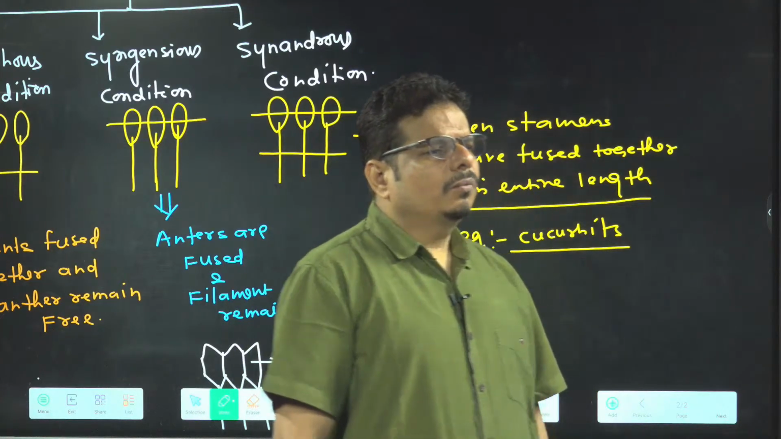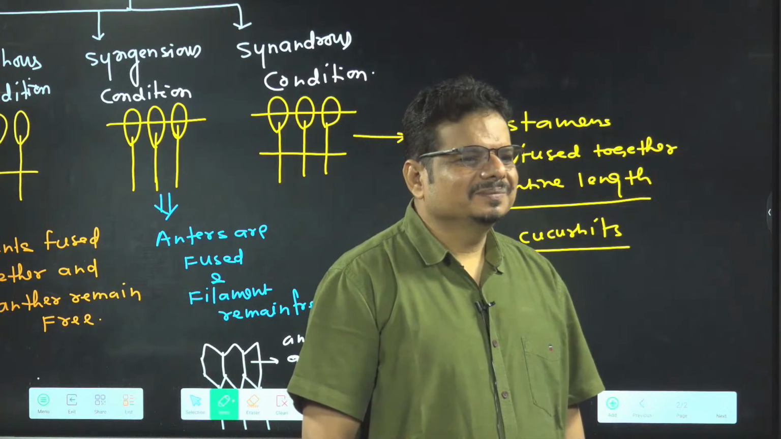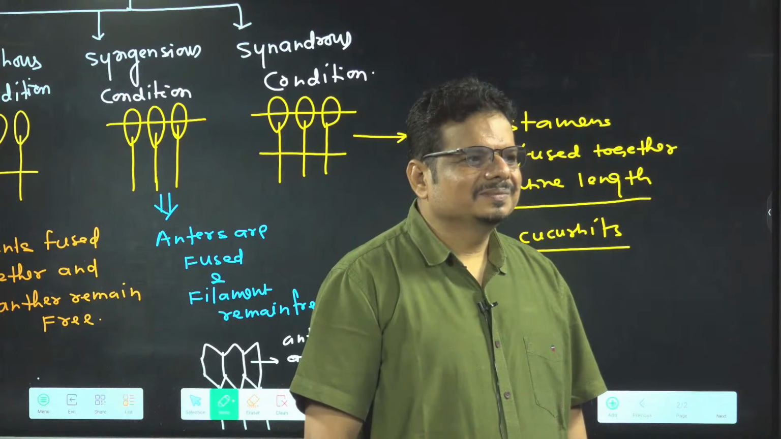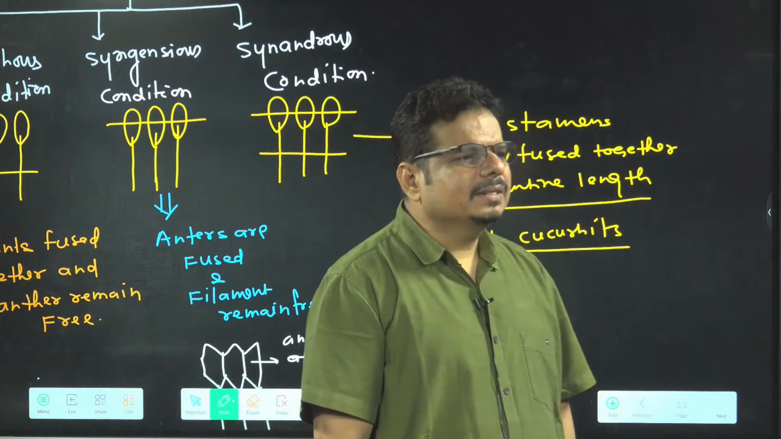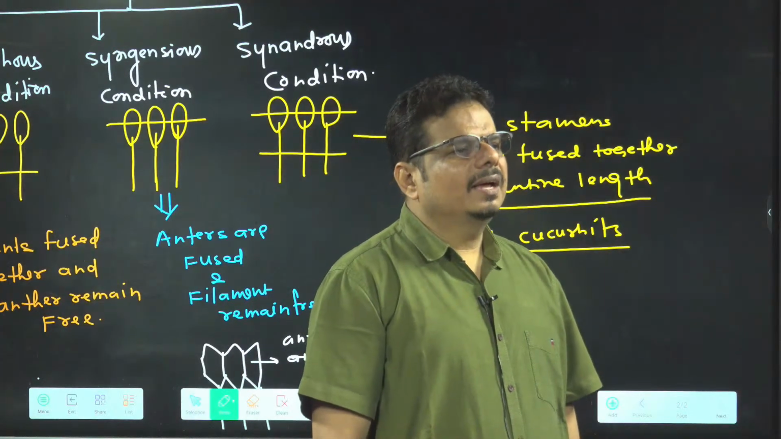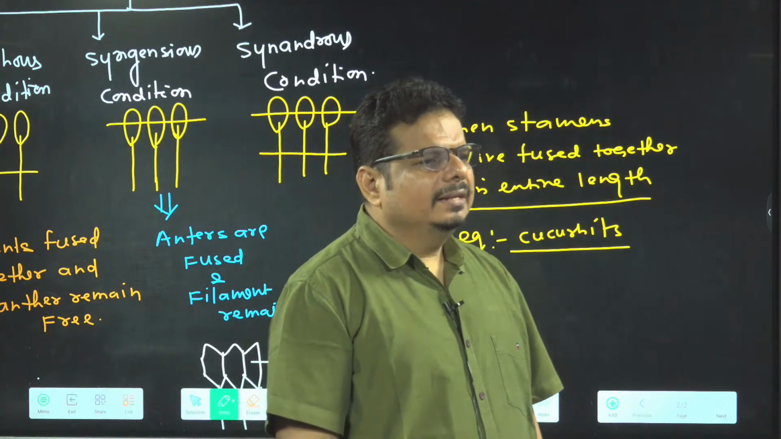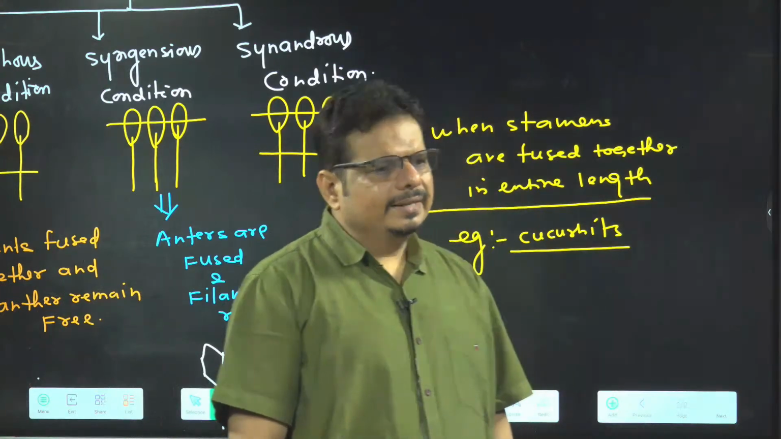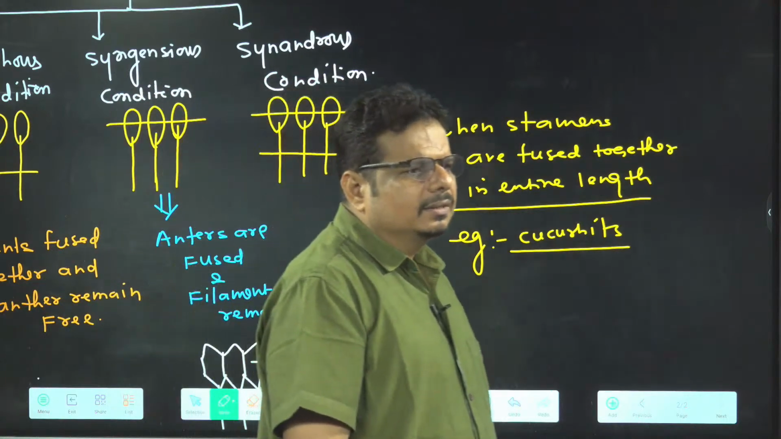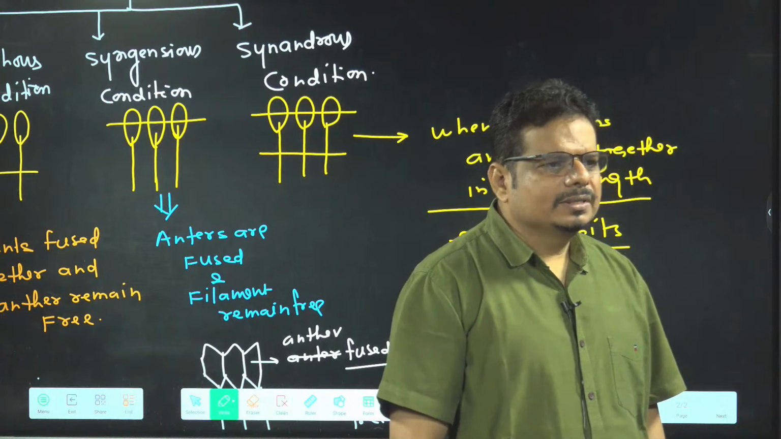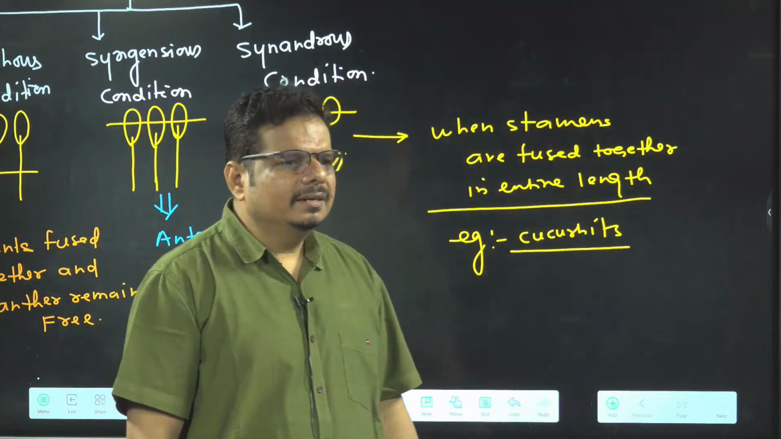So filament free in which condition? Syngenesis condition. Filament fused in which condition? Adelphous as well as synandrous condition. But in synandrous condition, not only filament, anther as well is fused together. Getting the idea? Is it clear? So these are the examples of all. So cohesion is over. Right? It's done. Every terminology, every example. Is it clear? It's all right.